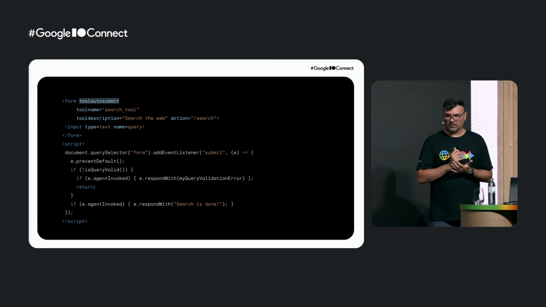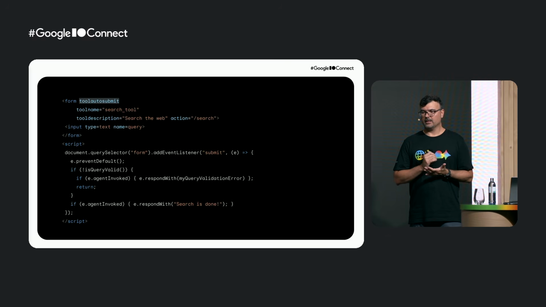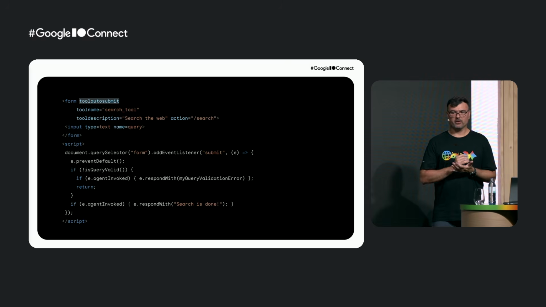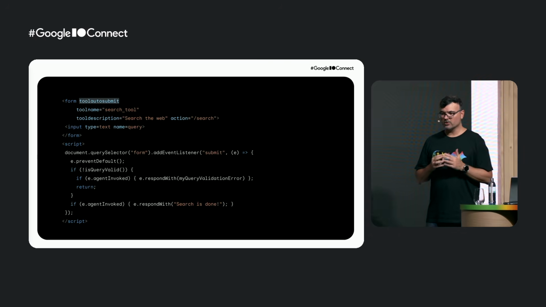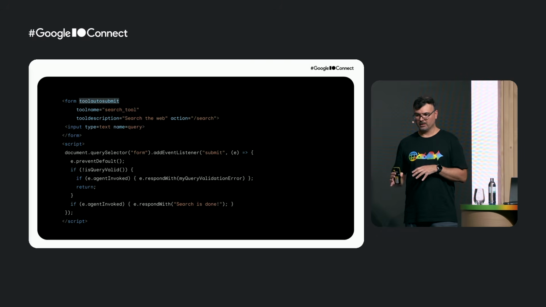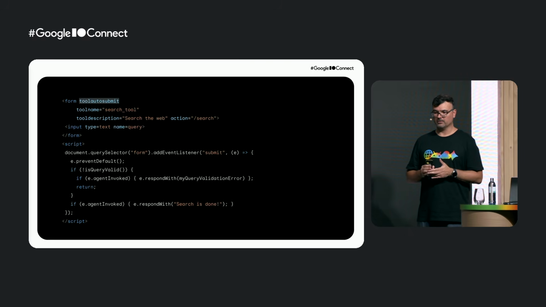One thing to know is that the default behavior for the declarative API is that they require user action to submit the form. The agent will only fill in the fields. The user will have to click on the submit button. But you can change that behavior with the toolautosubmit attribute, which allows the form to automatically be submitted once the agent fills all the information.